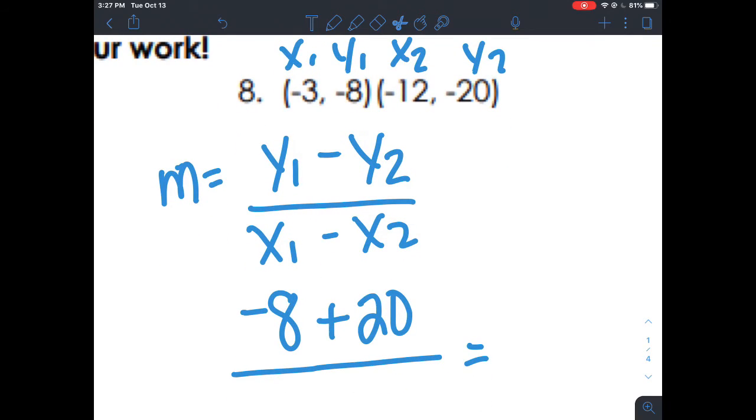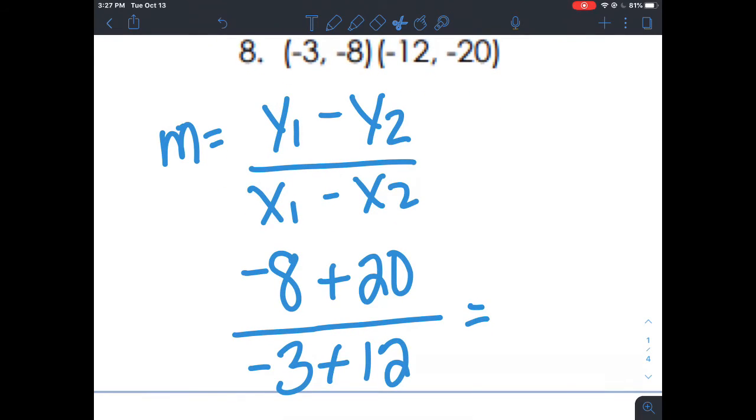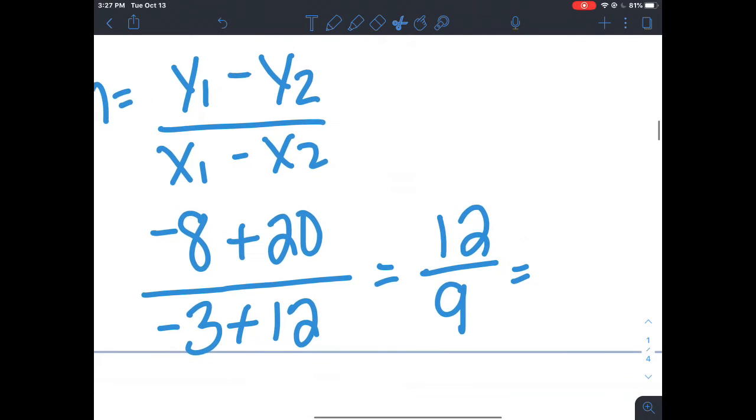So I'm going to plug in the 2 y values, -8 minus -20. Minus a negative is a plus, so -8 plus 20, and then I'll plug in my x values, which is -3 and -12. Again, minus a negative is plus, so -3 plus 12, and then I just solve right across. -8 plus 20 is positive 12. Negative 3 plus 12 is a positive 9.